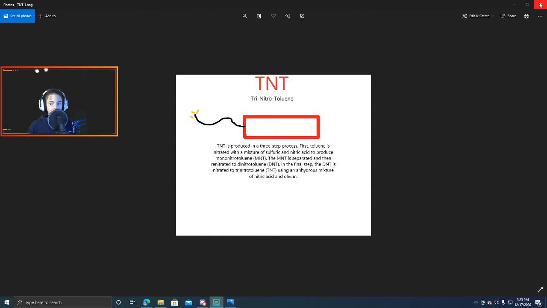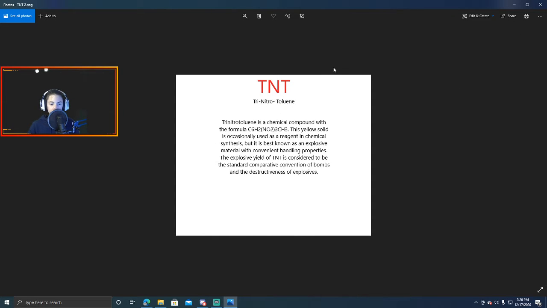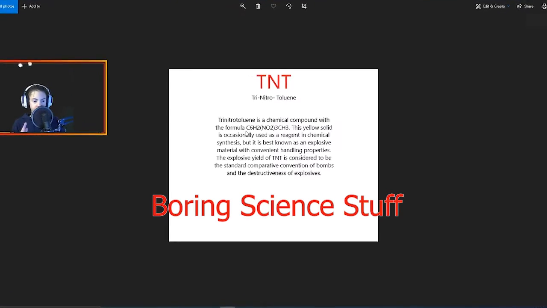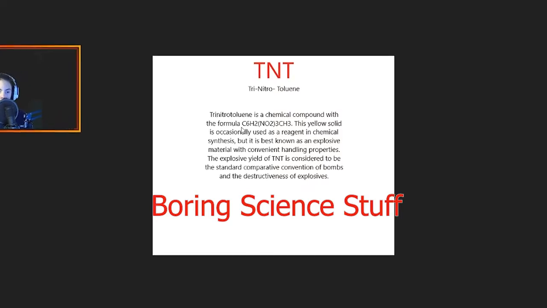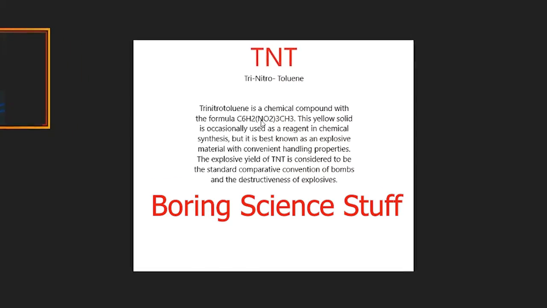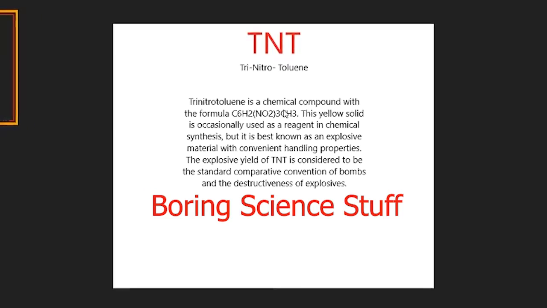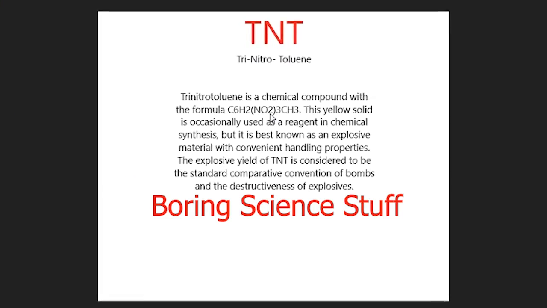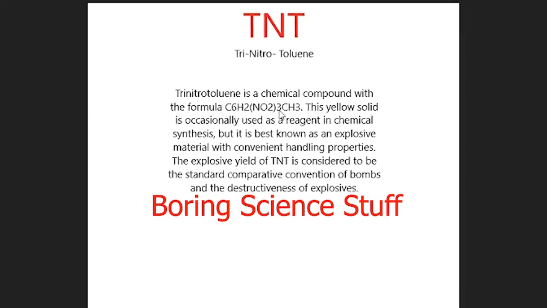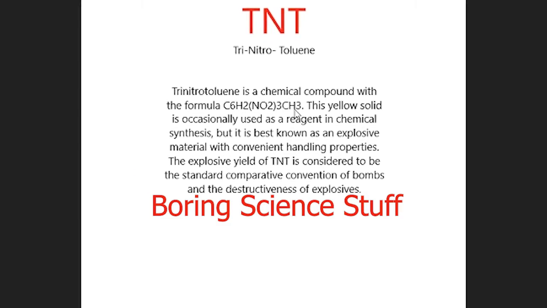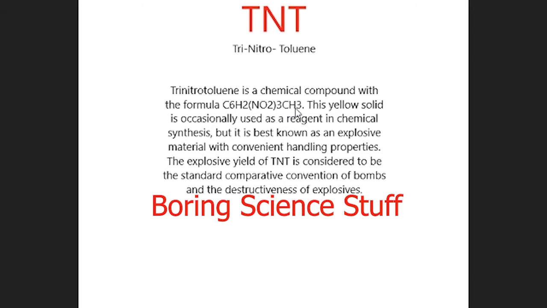So, next slide. 2. TNT, trinitrotoluene. Trinitrotoluene is a chemical compound with a formula C6, which is 6 carbons, 2 hydrogens, and I forgot what this one is. I'm pretty sure it's nitrogen. So 2 nitrogens, then 3CH3, so it's carbon and hydrogen, which makes 3.